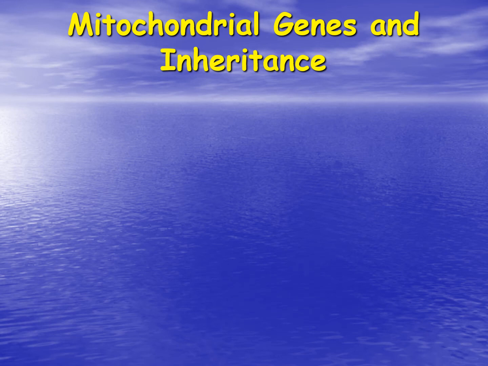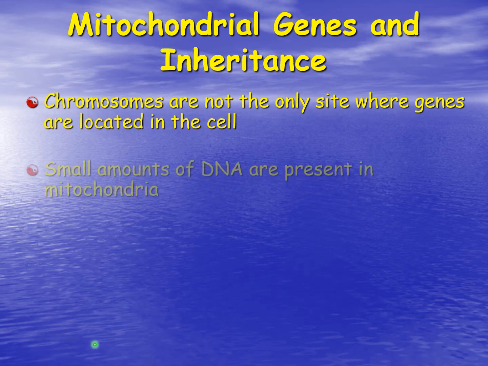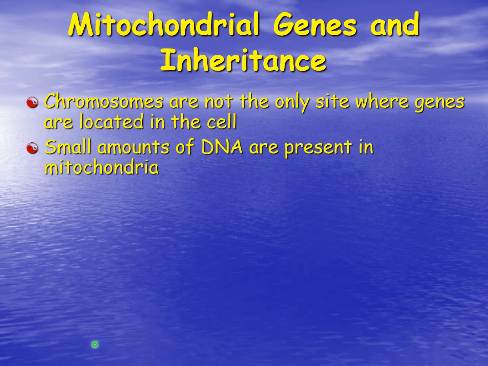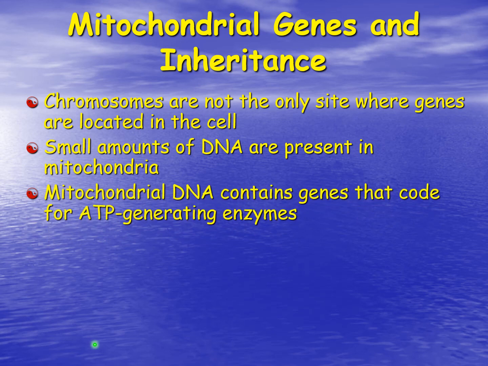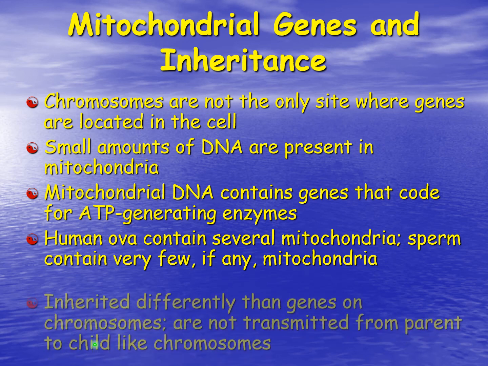As I mentioned before, chromosomes are not only found in the nucleus, but are also found in the mitochondria or chloroplast of those eukaryotic organisms. So how exactly are these inherited? Small amounts of DNA are present in these organelles. The mitochondrial and chloroplastic DNA contain genes that code for ATP-generating enzymes. Human ova contain several mitochondria, while sperm contain very few, if any, and the few that may be found tend to be non-functional. So all of the mitochondria that we have in our cells today came from mom.